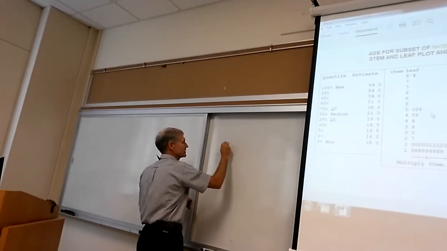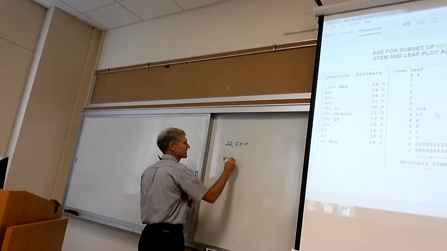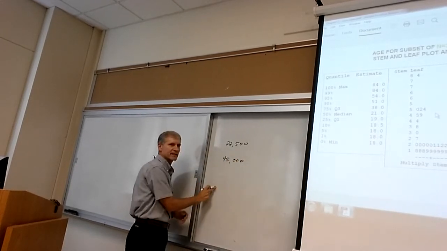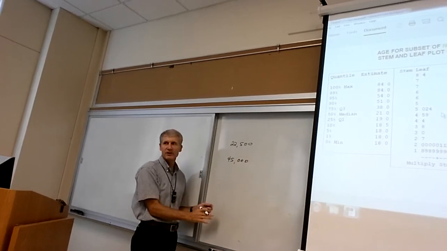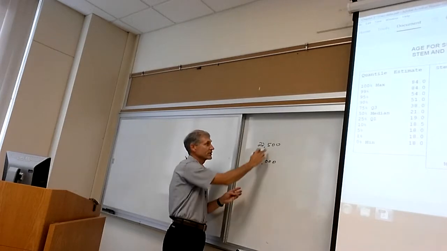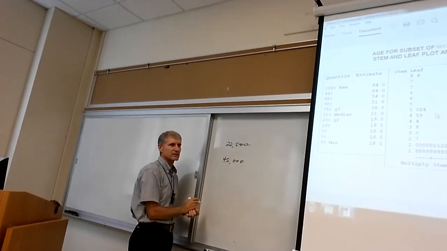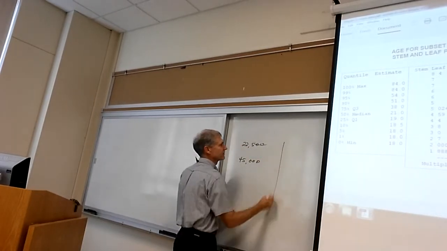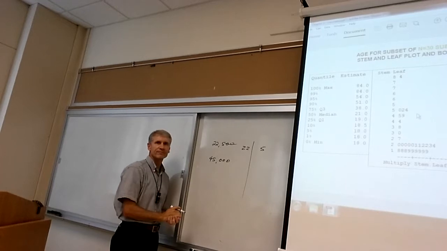So they might have 22,500 and 45,000, numbers like this, right? And they say, well, the last two digits are always zeros in this particular data set. They rounded to the nearest $500 for salary. So they forget about the last two digits. They make the 5 the leaf and the 22 the stem.